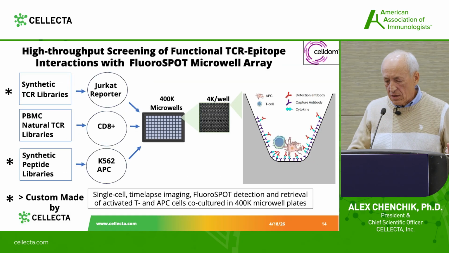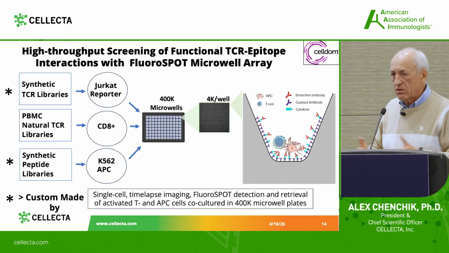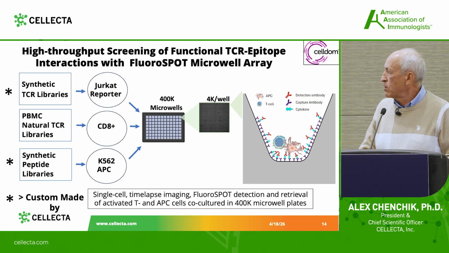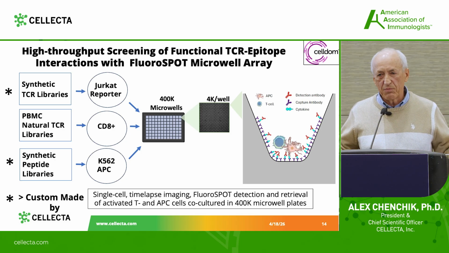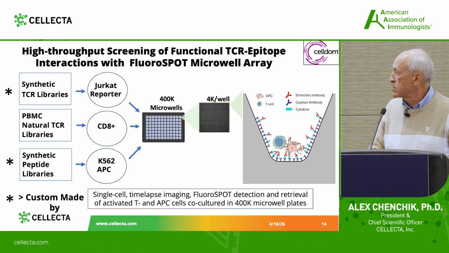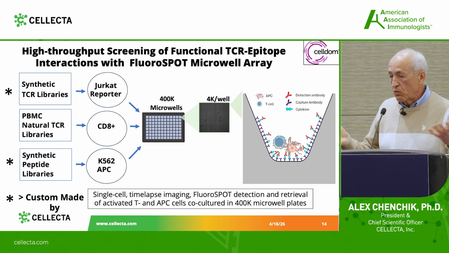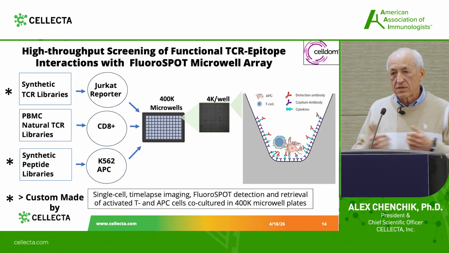The question is, this one is rather low throughput. Can we make it higher throughput? And here's the logic of how to do it. You can definitely make synthetic TCR libraries, and we already heard presentations at this conference where people are making a lot of synthetic TCR libraries. They can be cloned in Jurkat reporter cell lines, or you can take natural PBMC enriched for CD8. And in K562, you can again clone a peptide library and load them in this machine and screen for the interaction between one library against another library.